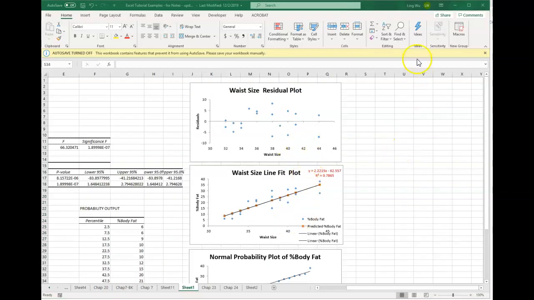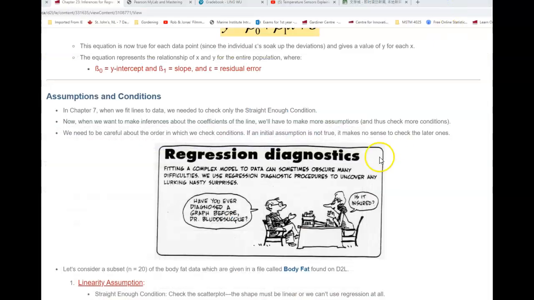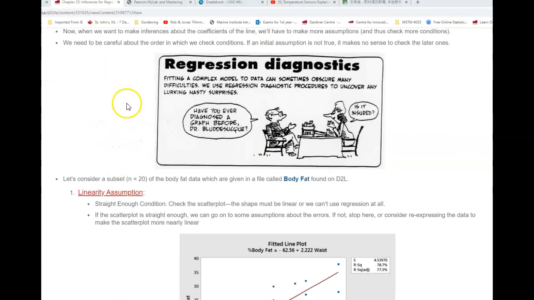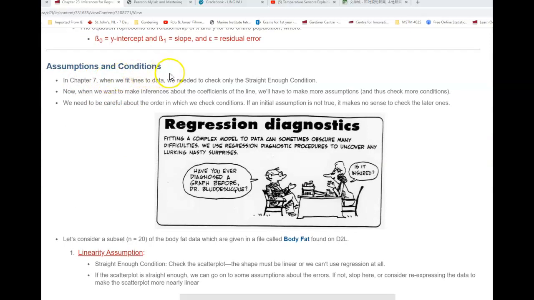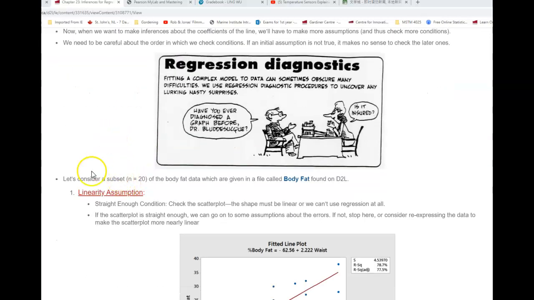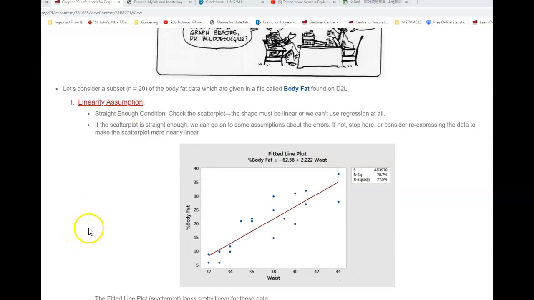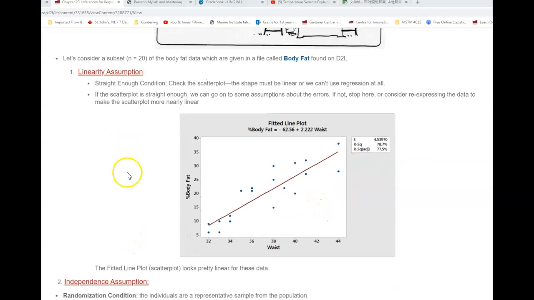So let's go back to the notes. Let's check how many conditions we need to check. First, there's the assumptions and conditions check. There are 4 conditions we need to check. First, the linearity assumption. That's basically from our scatter plot with the fitted line. The data points should be close to this line, so those data points should fit the line. Then we see it fits the linearity assumption.